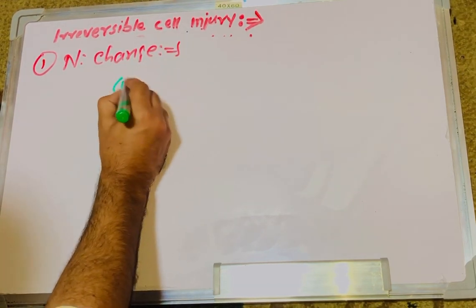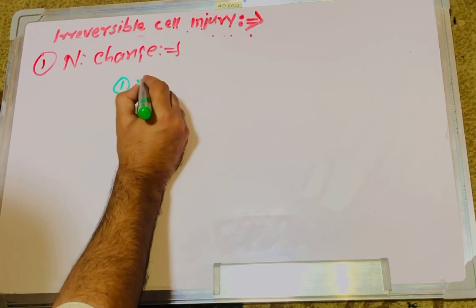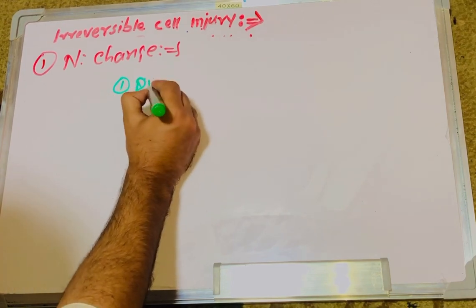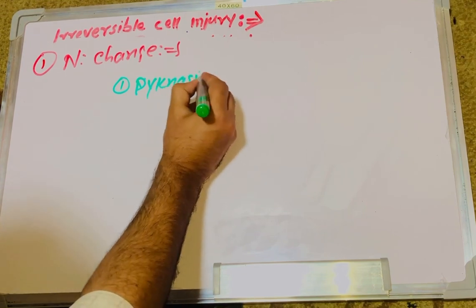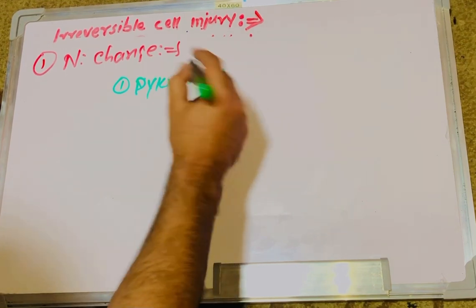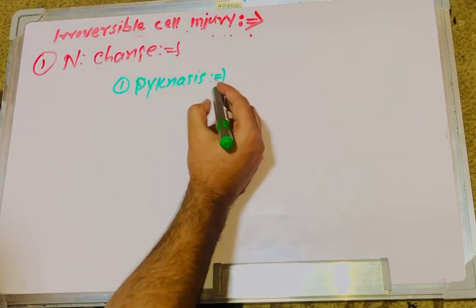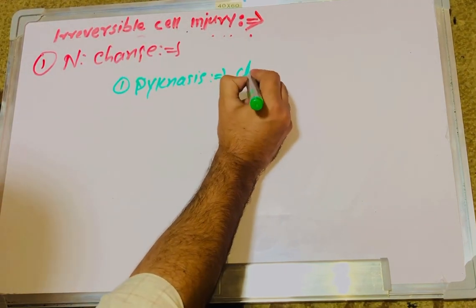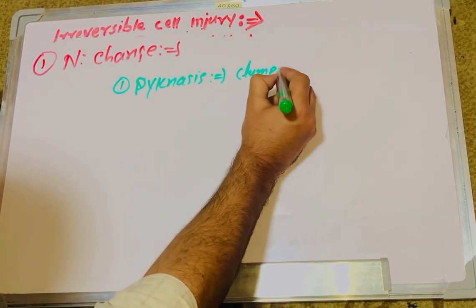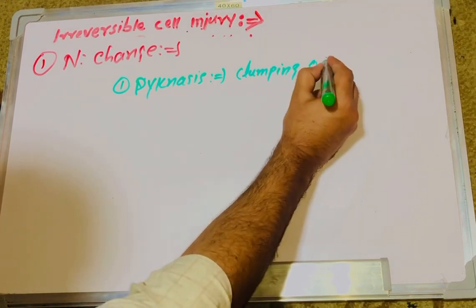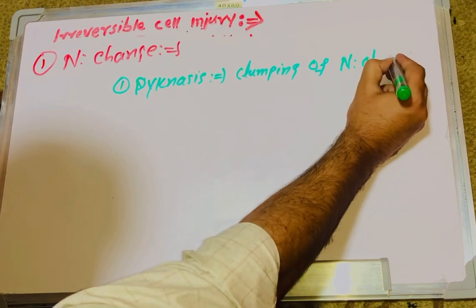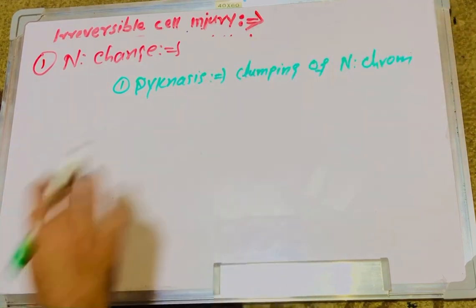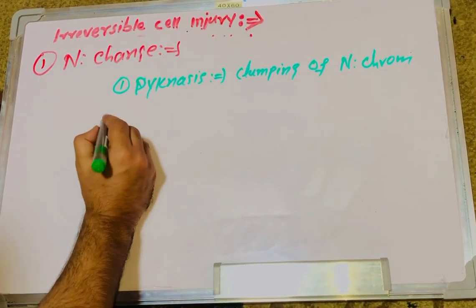Number first, pyknosis. The first change that will occur in the nucleus is pyknosis. Pyknosis is the clumping of nuclear chromatin. Nuclear chromatin will be clumped.